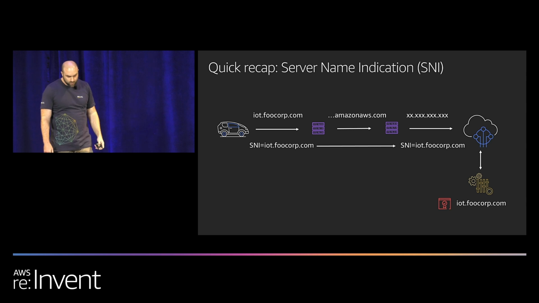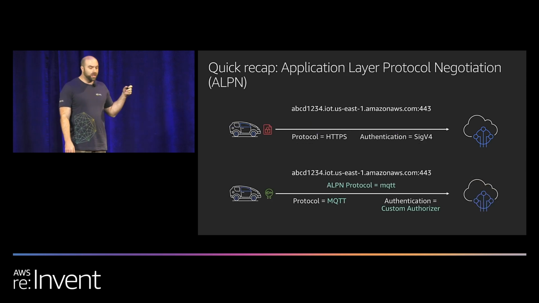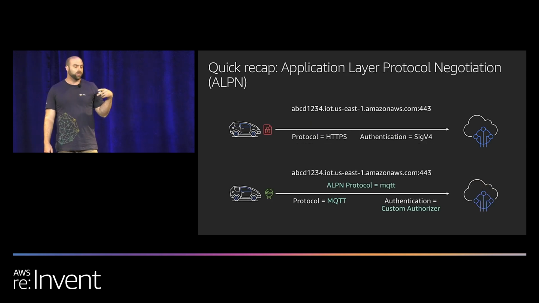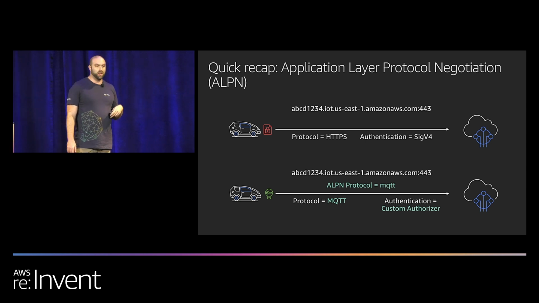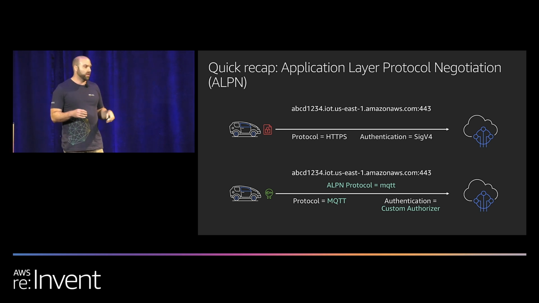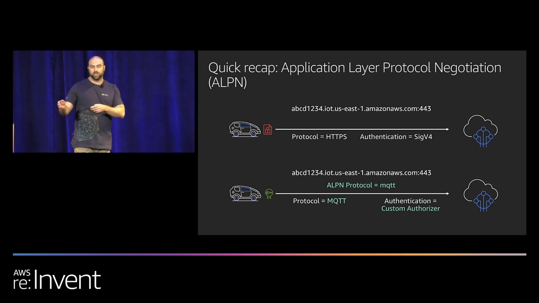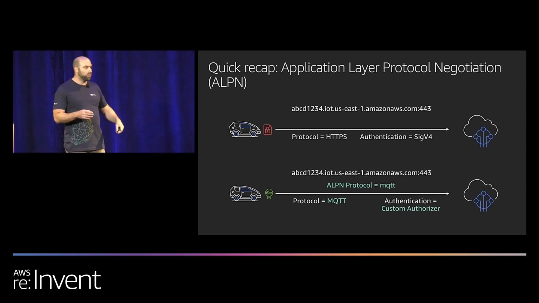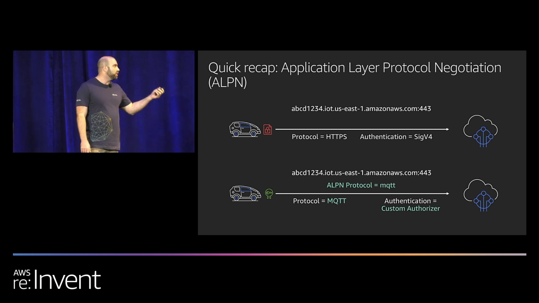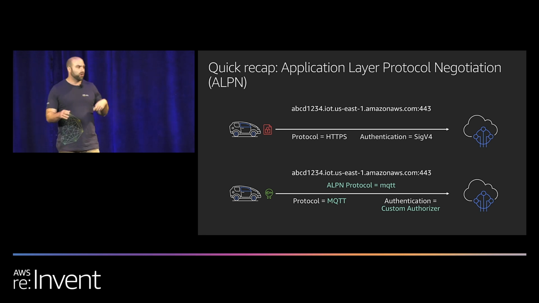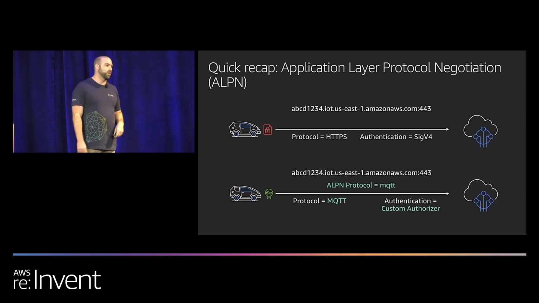domain. So the second extension I mentioned was application layer protocol negotiation. And what this does is, during the TLS connection, it enables the device to signal to IoT Core which application layer protocol it's going to be using to communicate, and enables IoT Core to queue up the proper authentication scheme for that application layer protocol.